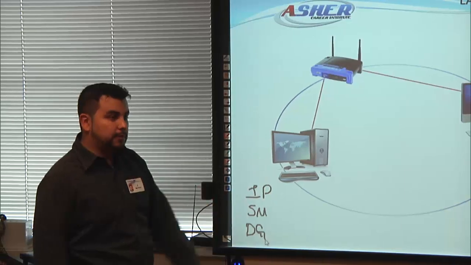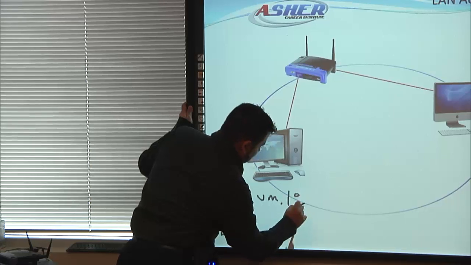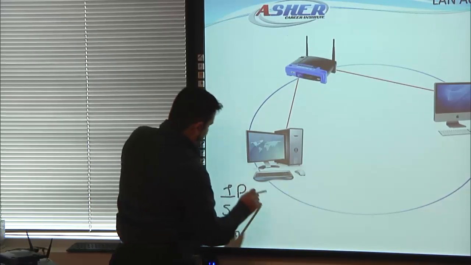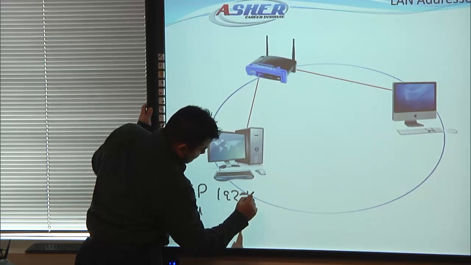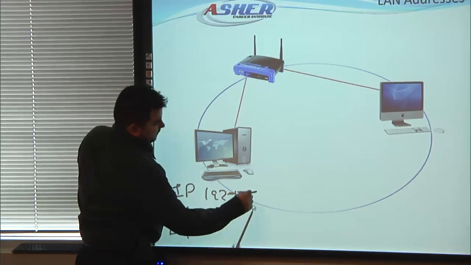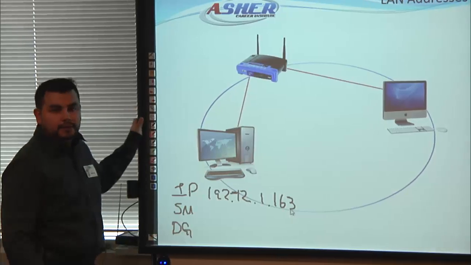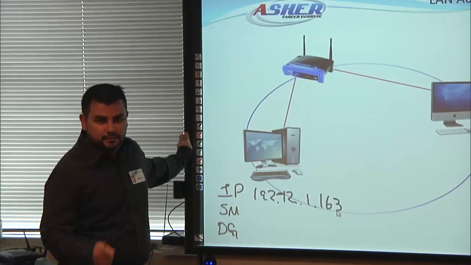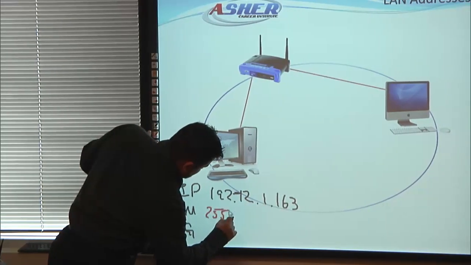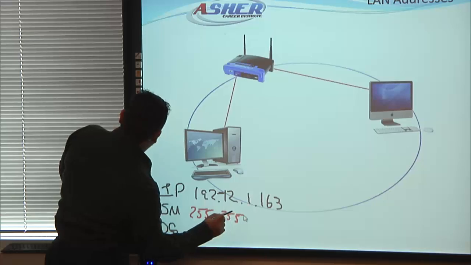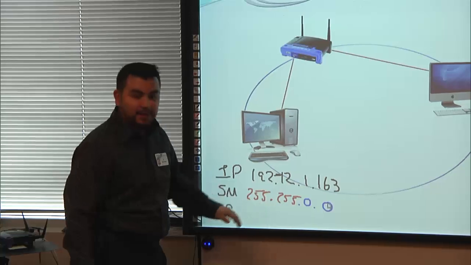So who wants to give me an IP address? 192. 72. All right. Next, subnet mask. 255.255.0. So you're playing something funny here, right? Yeah. So you switched this Class C address to a Class B, but that's okay.